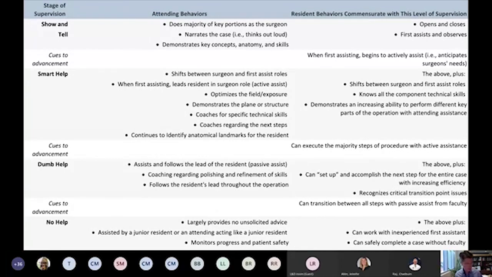Let me pause there, see if anybody has a comment or question on this particular model.